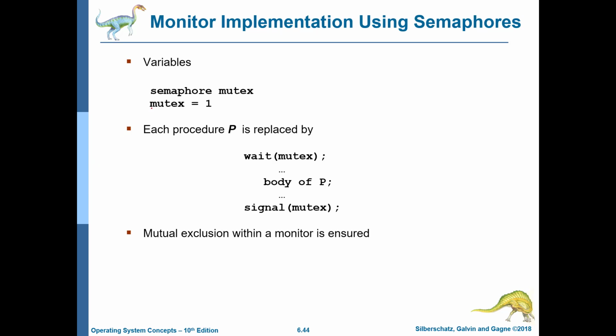So then monitor implementation using semaphores, well, I can define a mutex for every procedure. I'll simply define a mutex of this type, wait and signal. And all that this is going to do is that you first wait to get the lock, and once you exit the lock, you signal.